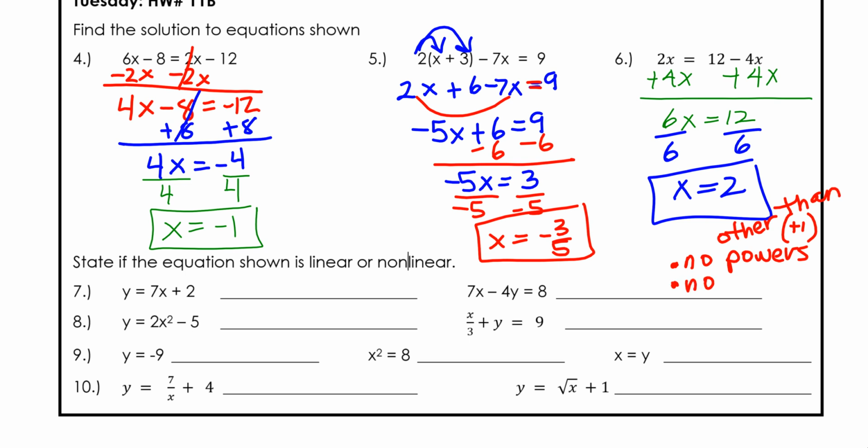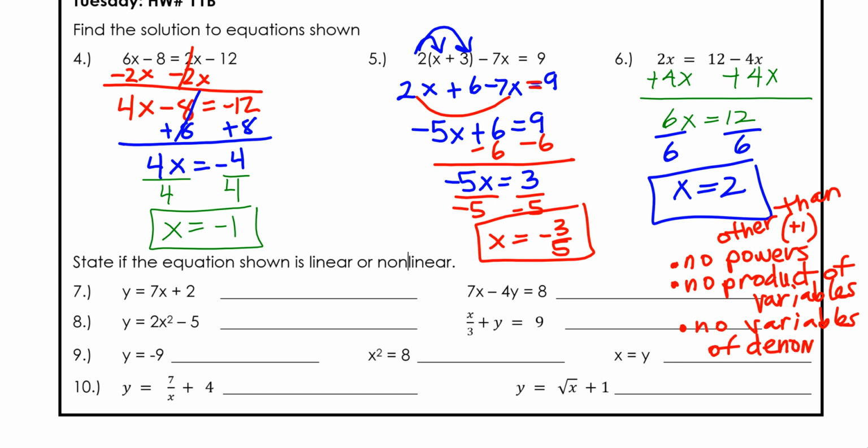No products of variables. So products of variables would be something that looks like this: 3 is equal to x times y. That's a product of variables. So you can't have that. And then the last is no variables in the denominator. And that is actually a repetition of the first rule.